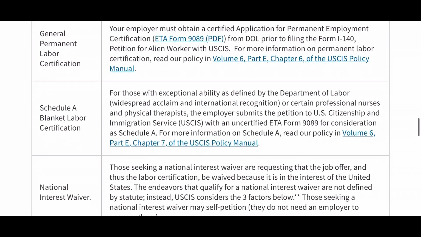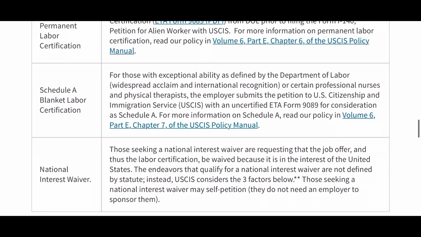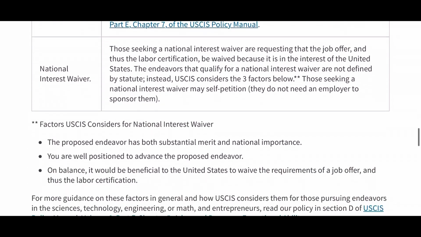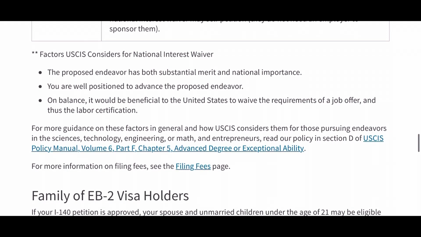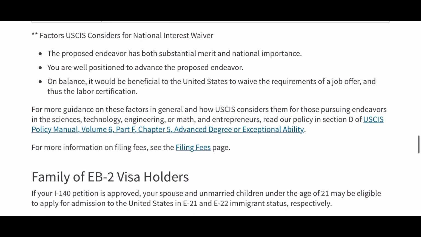You command a high salary and you're a member of associations and things like that. For this category, you will need a labor certification. And for the employment-based 3, these are the requirements. Let's talk further about this one.